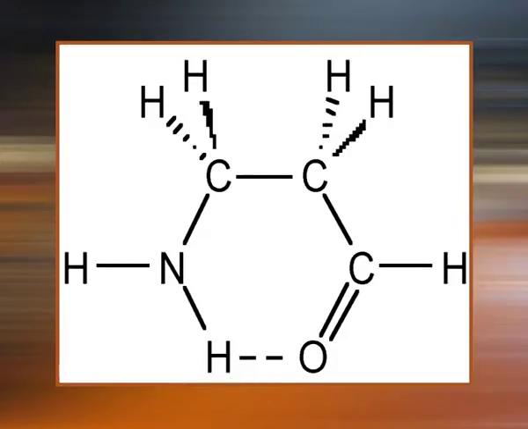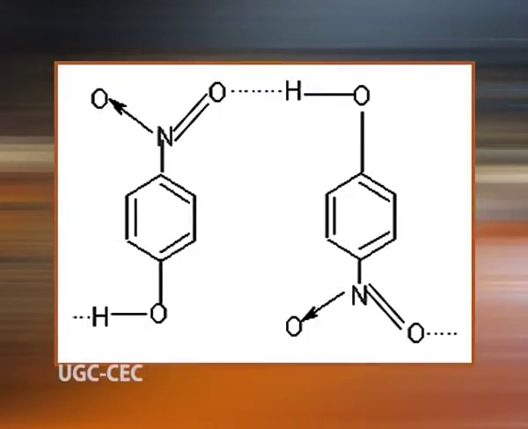These are of two types: intramolecular hydrogen bonding, which occurs within the same molecule, and intermolecular hydrogen bonding, which occurs between the two nearby molecules.